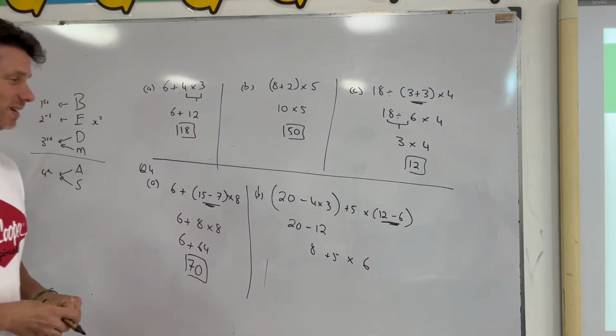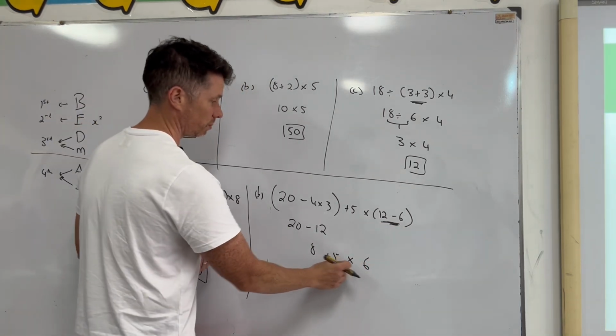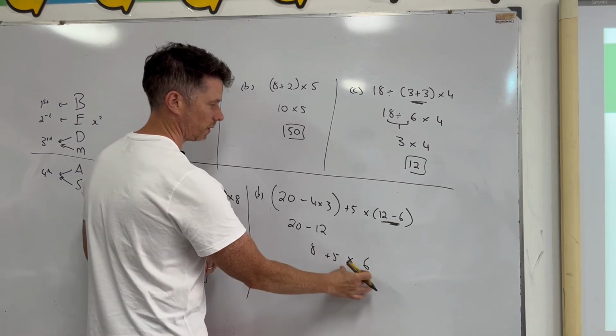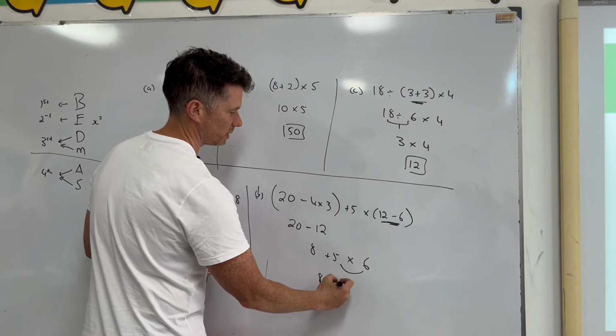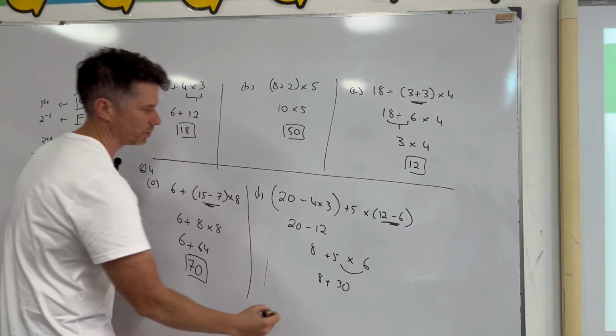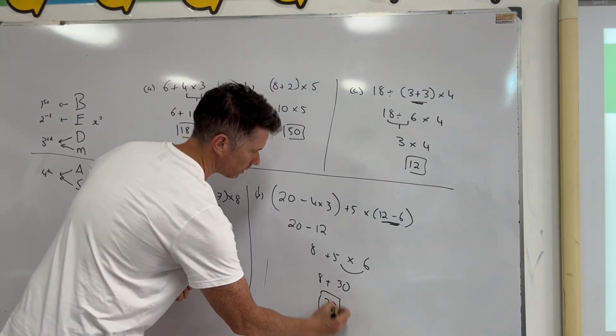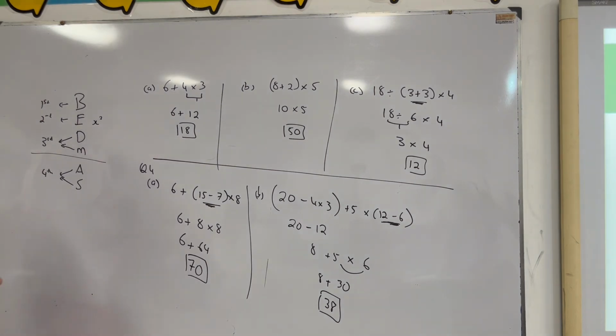My next step then is to do multiplication before the addition. I do not add 8 plus 5. I do this first. So that's 8 plus whatever this answer is, 30, which gives me 38 as my final answer. Do notice the way I put a box around my answers just to make it super clear. Or you can highlight it or underline or circle, yeah.